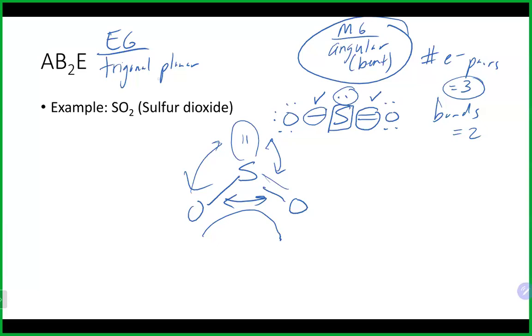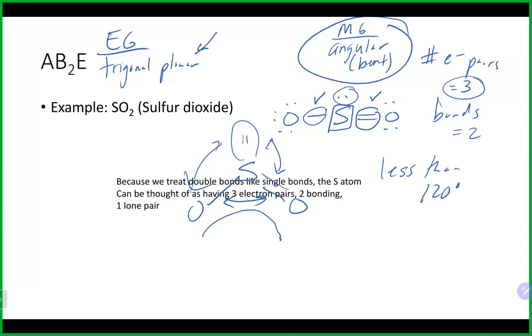Bond angle is actually based off of the electron pair geometry. It's actually less than 120 degrees, so it's kind of based off of the electron pair geometry there. So again, I go with angular, but a lot of books will go with bent or bent angular for that. And there is actually a difference between bent and V-shaped.